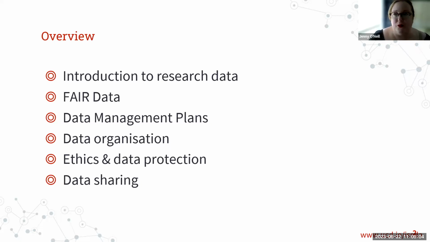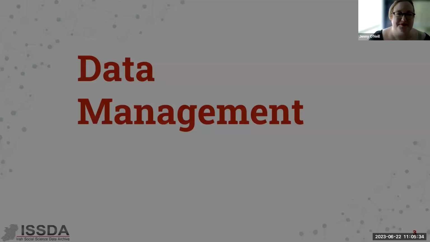We're going to look at the importance of data management plans and how you might put one together. And then rather than going into every section of the data management plan itself, I've picked out a few that I think are specifically important for social scientists. So looking at organizing your data, creating documentation and metadata, looking at the ethics and data protection perspectives as well if you're working with human participants, and then also how you can go about sharing your data at the end of your research project. Spoiler alert, ISSDA is one way of doing that.